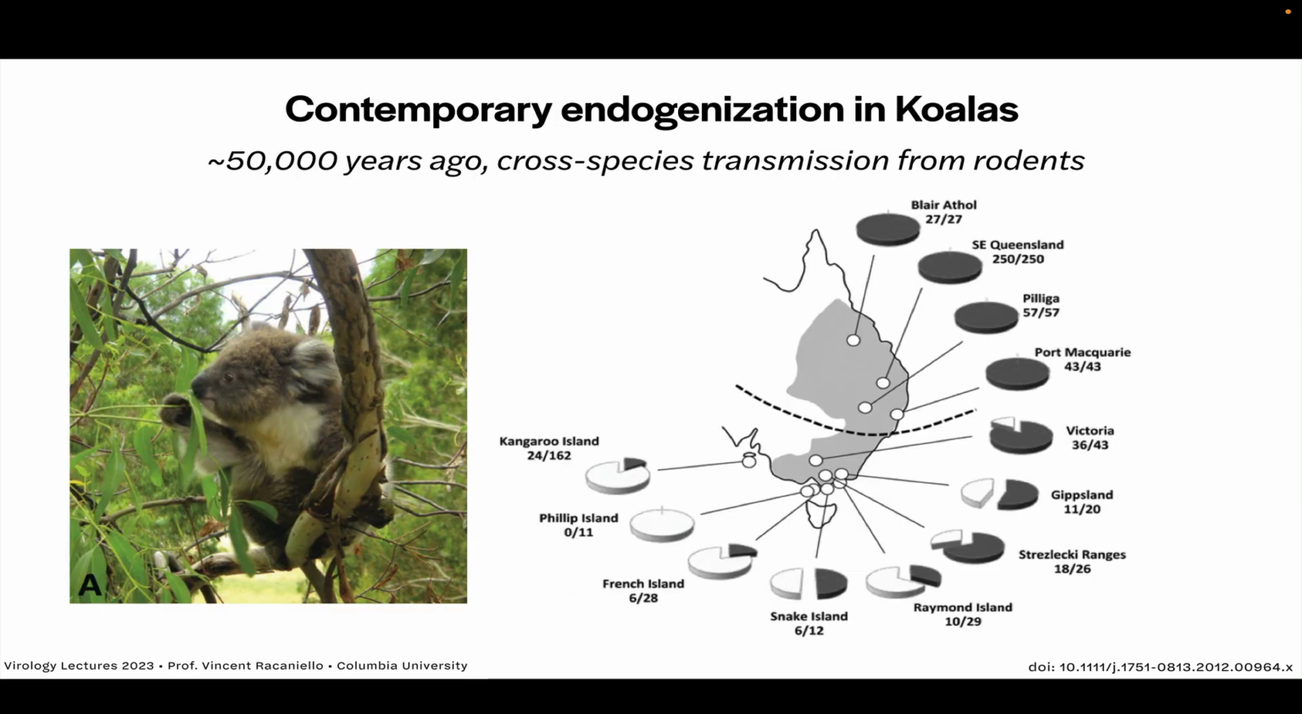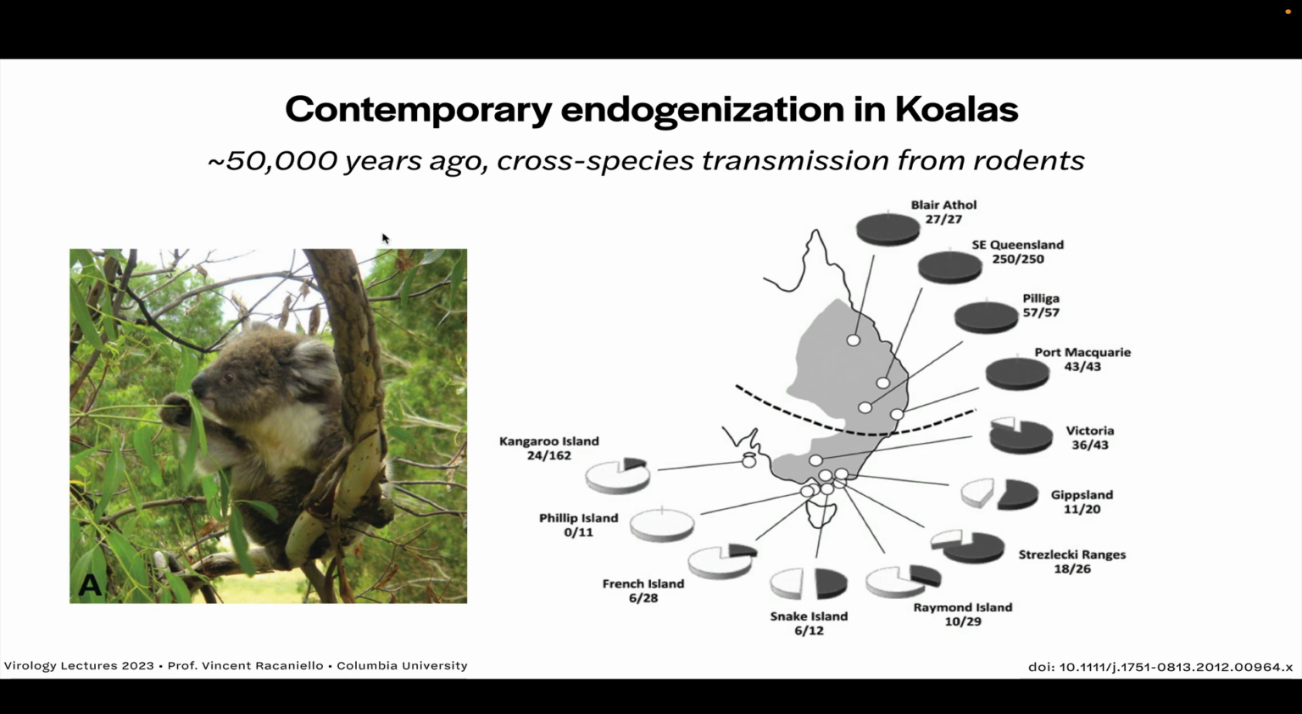For example, in koalas, we can see this endogenization happening right now because this is a very recent event. In humans, the events that led to endogenization happened many, many hundreds of thousands of years ago. But in koalas, about 50,000 years ago, apparently a retrovirus crossed from rodents to koalas. And we know this because we have phylogenetic calculations that tell us this, but also many museums collect koala pelts, and you can go back and show that in pelts hundreds of years old, there are already these retroviruses in them.